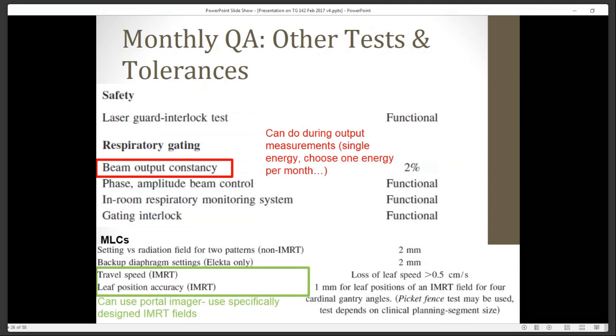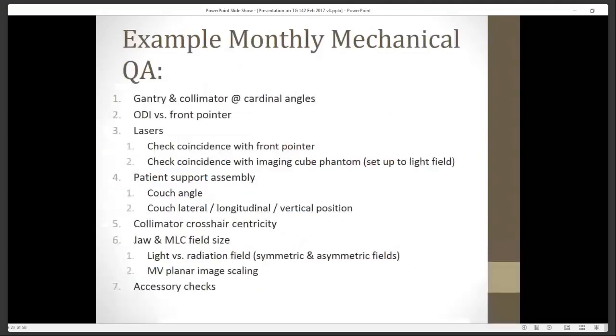All right, so let's go through an example of monthly QA, starting with the mechanical QA. First, you could test gantry and collimator angle indicators at cardinal angles, ODI versus front pointer, do your lasers, check the coincidence with the front pointer, and check the coincidence with the imaging cube, with some sort of an imaging cube phantom.